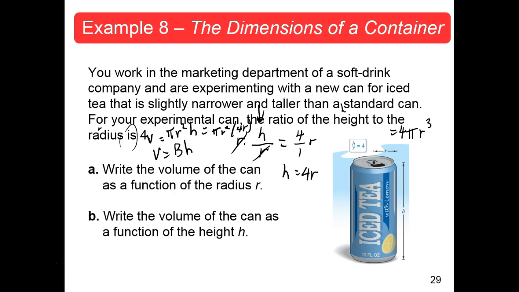All right. No questions? Now let's do the B part. Write the volume of the can. I'm going to write it down again. V is equal to pi r squared h. Okay? But this time we want it as a function of h, not of r. So what might we have to do?